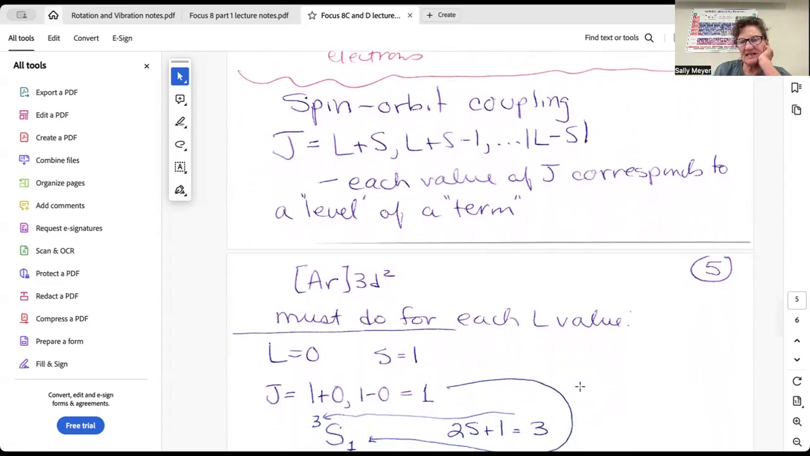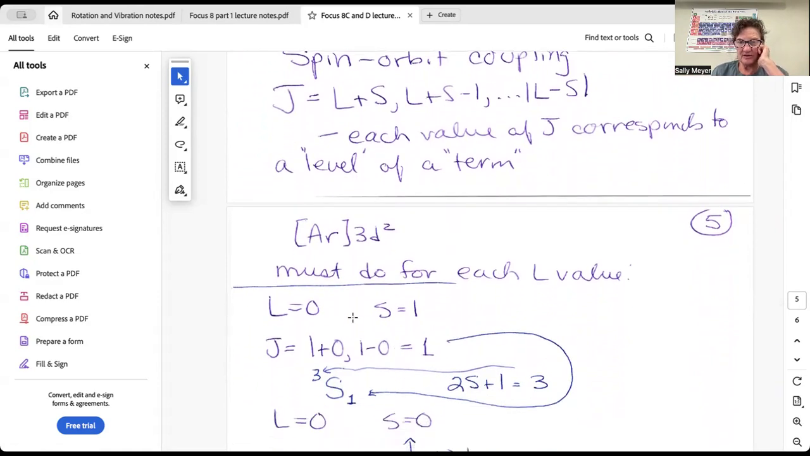So for this, now we have to take each L value and couple it to all of our S values. This will be a lot of work because I picked the D's, so we have some pretty big total L values. So let's start with our L equals 0. We have to couple it to S equals 1. We couple in the same way, L plus S, minus 1. Whoops, this is S plus L, which is the same thing, but I should have written it in the opposite order. So you're going to have J values of 1, and then 1 minus 0 is also 1. So the only J value you have for this combination is 1.